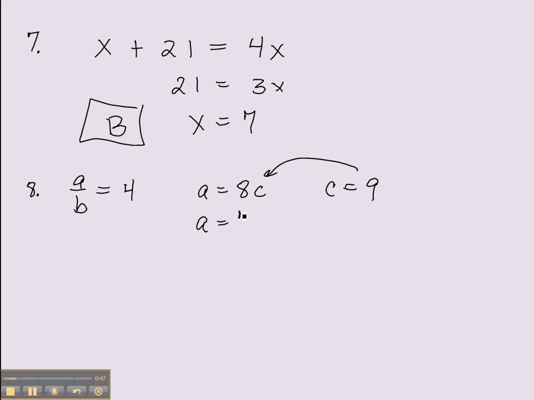72? And 72 divided by some number is equal to 4. That number is 18. You can multiply both sides by b and then divide by 4. So b is 18, choice C.